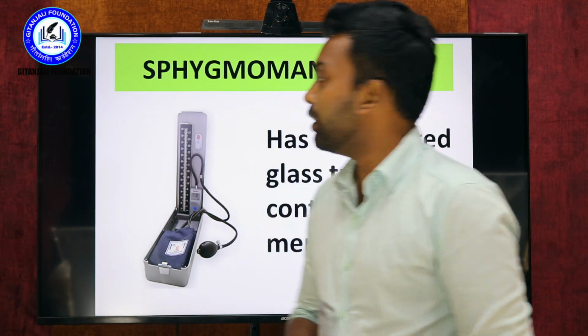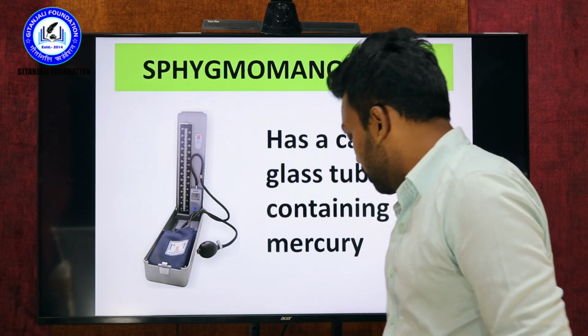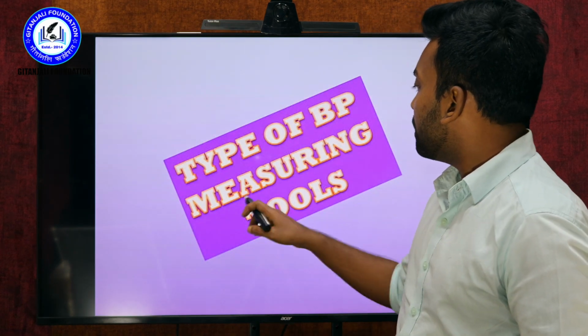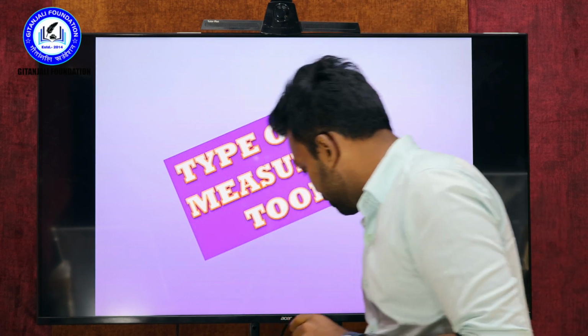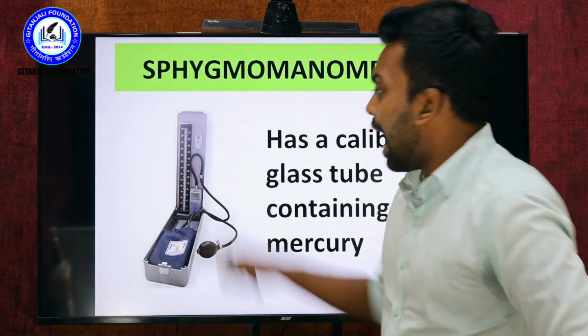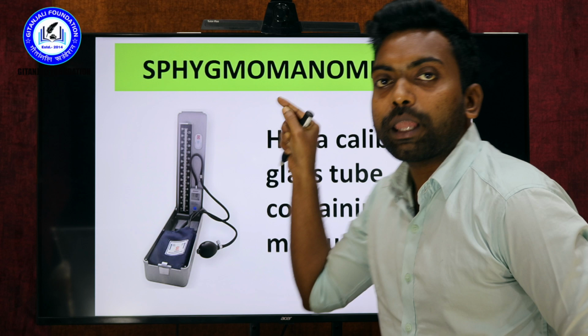Next, how are we going to measure the blood pressure, and with which articles? There are three kinds of BP measurement tools. The first, which most people use, is called the sphygmomanometer. As you are seeing in the diagram, this instrument is called the sphygmomanometer. This is one kind of multiple choice question and a bit for your competitive exam.